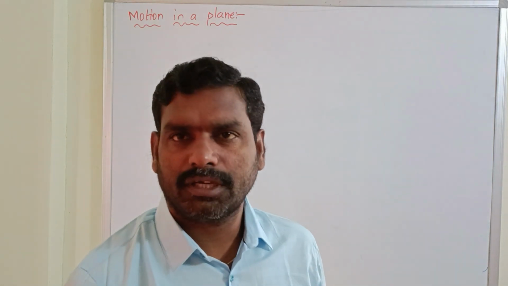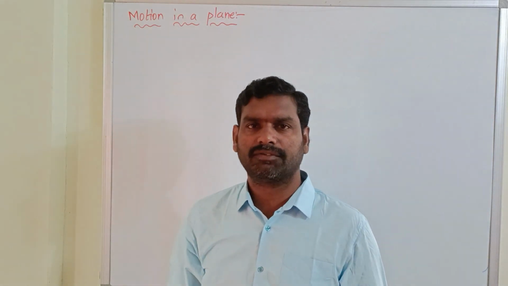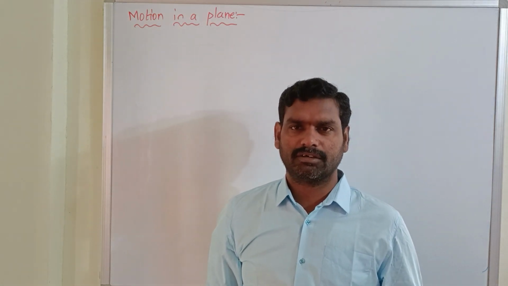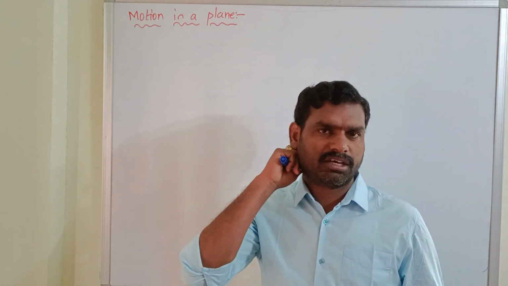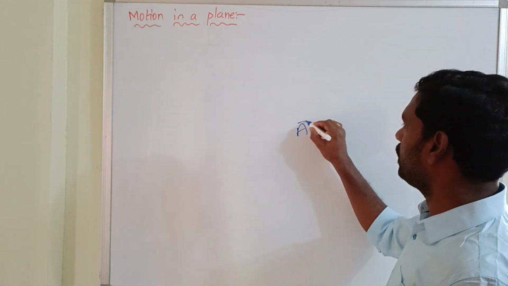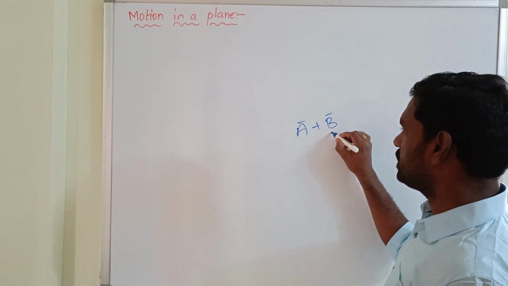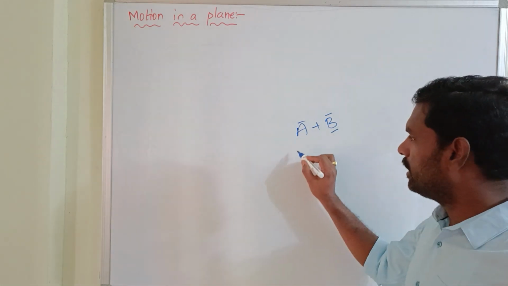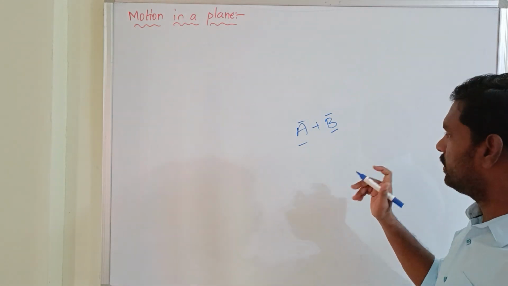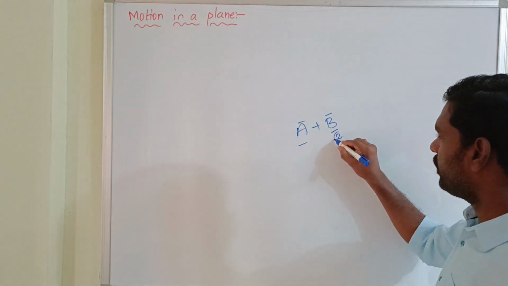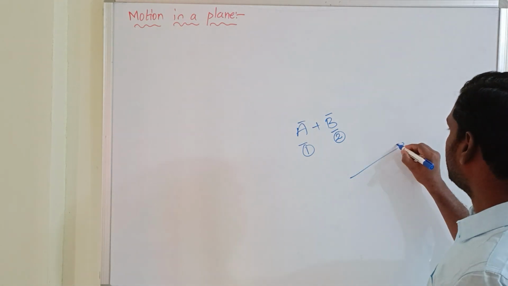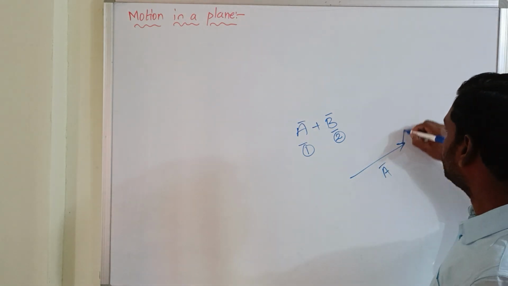There are two types of rules for addition of vectors. One is the triangular law of addition. Another one is the parallelogram law of addition. In the triangular law of addition, if we are adding A and B, B is the second vector, A is the first vector. We should take care that the tail of the second vector must coincide with the head of the first vector. Consider this is A and this is B.